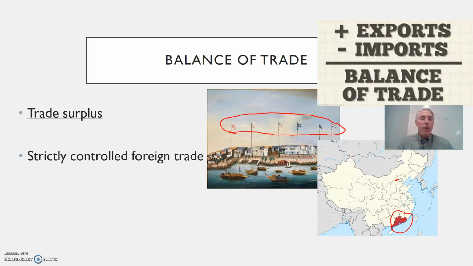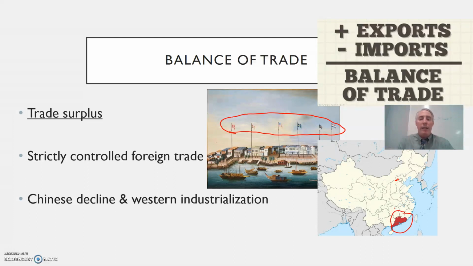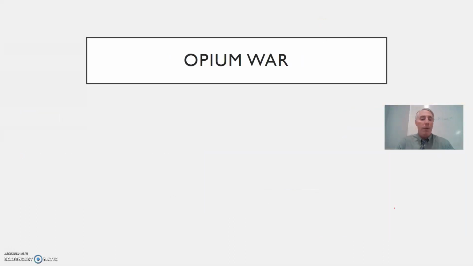By the 1800s, though, there were 2 major developments that changed the relationship between China and the West, and that's Chinese decline and Western industrialization. Chinese wealth and power had gone down throughout the 1700s, while industrialization turned nations like Britain, the United States, Germany into wealthy, modernized powers. Now, this growing disparity, meaning unequal relationship, became very apparent in the conflict known as the Opium War.